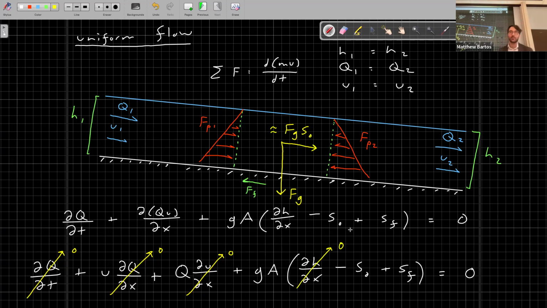So what we end up with is the following. Unfortunately, I don't have a lot of space, but for uniform flow conditions, this entire momentum equation boils down to S naught is equal to S_F. What does this mean?